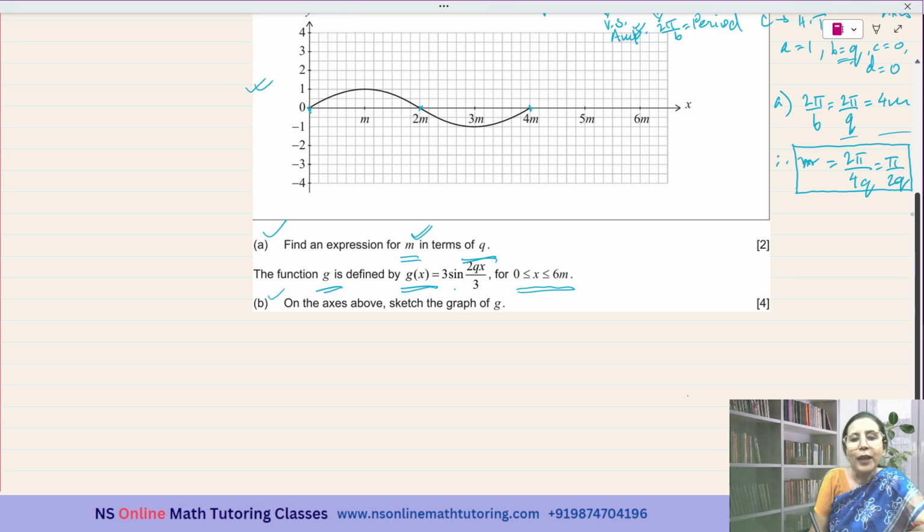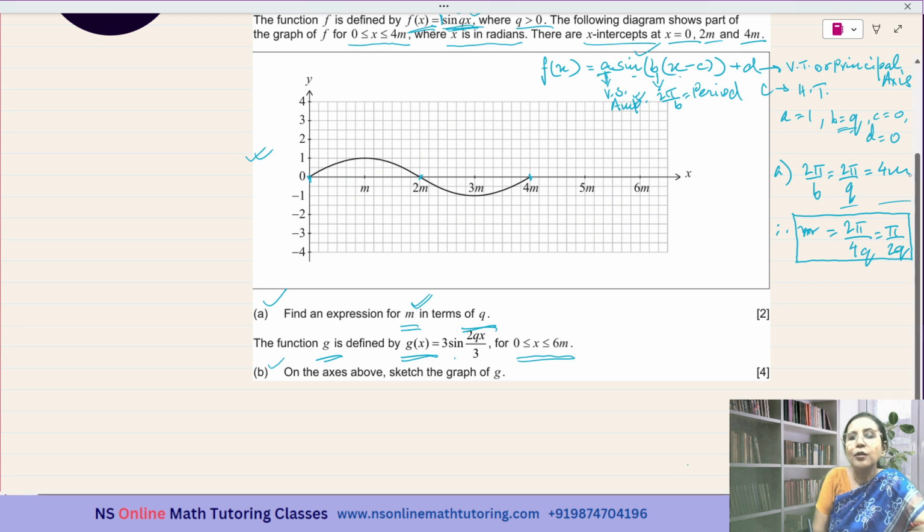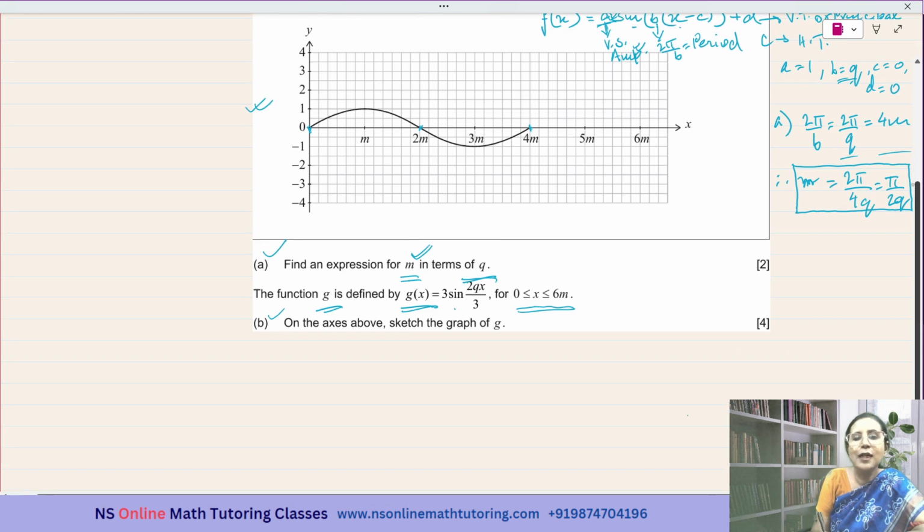So we know that A is the amplitude. This is the first number, which is 3 in this case. So the amplitude will be equal to 3. It will be going up to plus 3 and coming down to minus 3. And then coming to the periodicity.